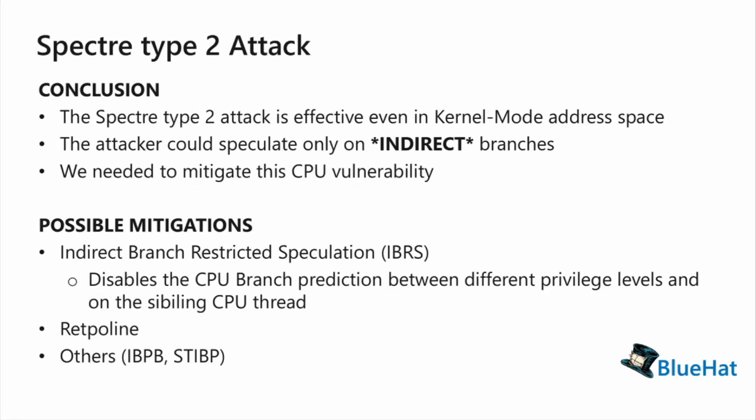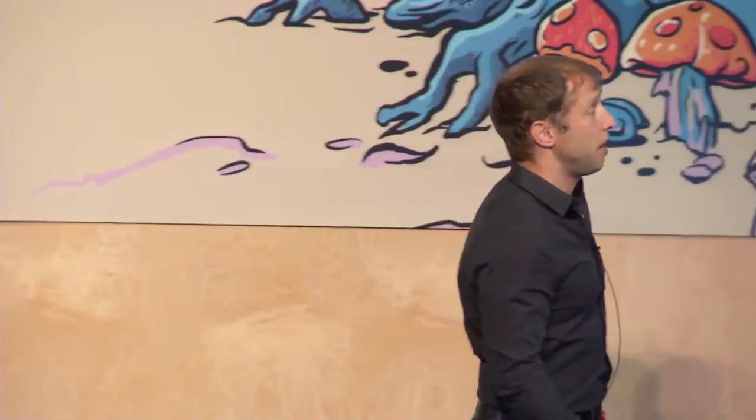So we needed a way to mitigate the CPU vulnerability, and we needed to do that in a smart way that doesn't destroy the performance of the computer. The first possible mitigation is the one suggested by Intel, using the indirect branch restricted speculation feature, which disables the CPU branch predictor completely between different privilege levels and even on the sibling CPU thread. So if you have a physical core that is hyper-threaded, running two different threads, IBRS disables the branch predictor even on the sibling threads.